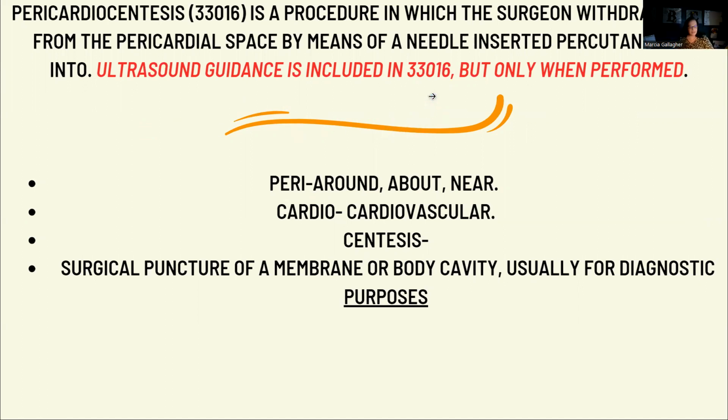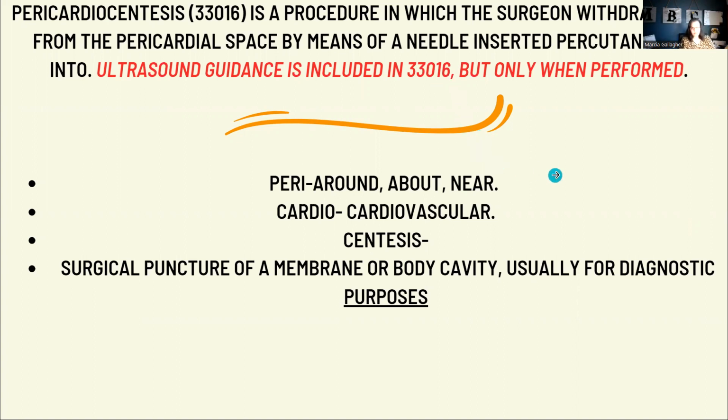Let's see, 33016. I'm going to look in my CPT book. 33016 is pericardiocentesis, including imaging guidance when performed. And it doesn't look like it gives us, of course, it's the heart. It's going to always be with guidance.